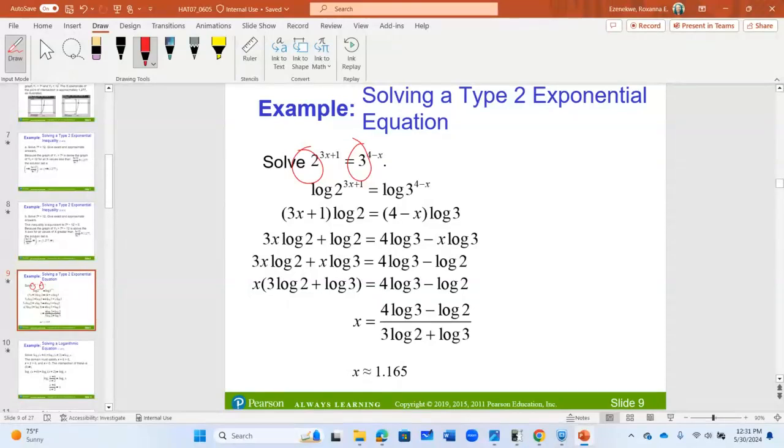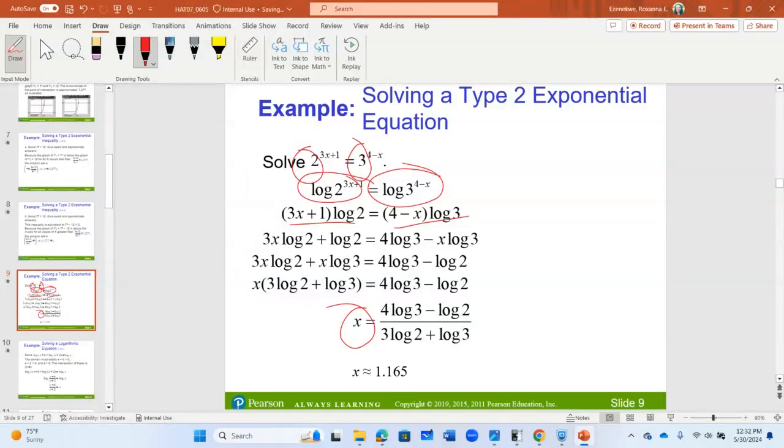Take advantage of the inverse properties. So take the log of both sides, and then apply one of the laws of logarithms that says the exponent becomes the coefficient. Now I collect like terms together, select x, and solve for x.